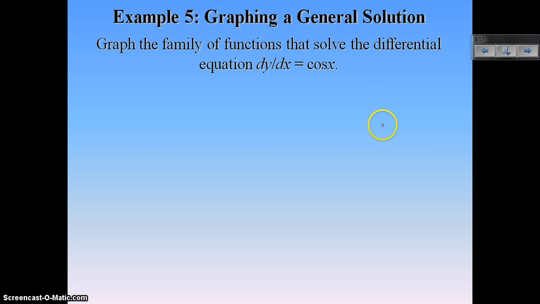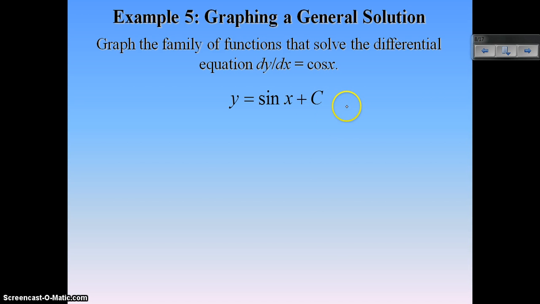Graphing a general solution. Now, what we're doing here is we're setting up the idea of slope fields. I want you to graph the general solution to cosine x. Well, what is the antiderivative of cosine x? The antiderivative of cosine x is sine x plus c, right? So how many graphs can I make out of it? Well, I know what the normal sine graph looks like. It starts at the origin, goes up, down, up, and repeats itself over and over. But what if c is 1? Well, then I take that same graph and I move it up 1. What if c is 2? Up 2. What if c is negative 1/2? It moves down 1/2, and so on.